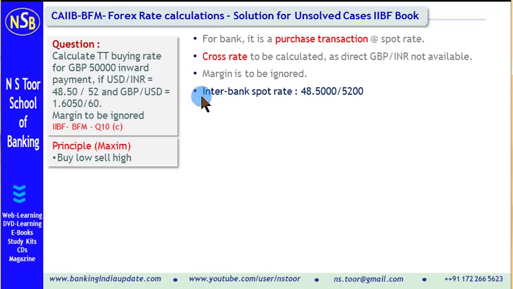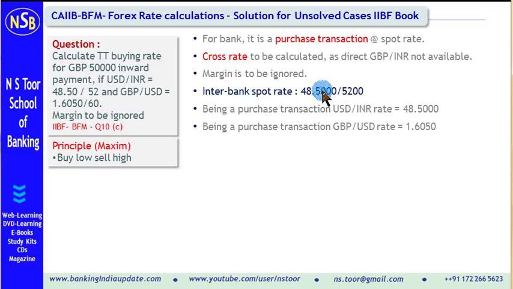Interbank spot rate for US dollar and Indian rupee is this. So it is 48.5000, 48.5200. And our rule says buy low, sell high. So when we have to purchase, we shall make use of this part. When we have to sell, then we shall make use of this part. Hence, being a purchase transaction between US dollar and Indian currency, this is the rate we are going to take, 48.5000. So this rate will be taken.